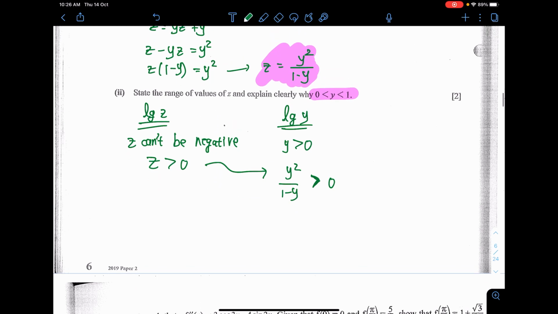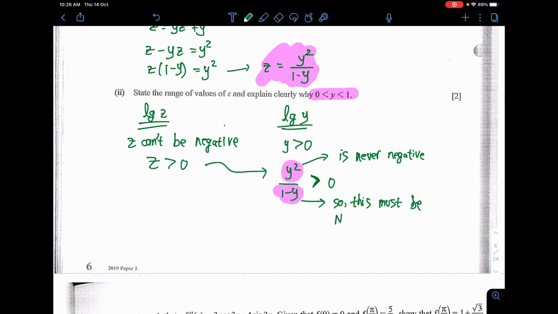And second, you look at the numerator. This thing here is never negative. Okay, it's a quadratic after all, so it's never negative. But how about the 1 minus y? Now, the 1 minus y, we only know that y is greater than 0. But 1 minus y, how about it? In the entirety of this fraction, y square over 1 minus y, the end of it must be greater than 0. So, this must be never negative as well.